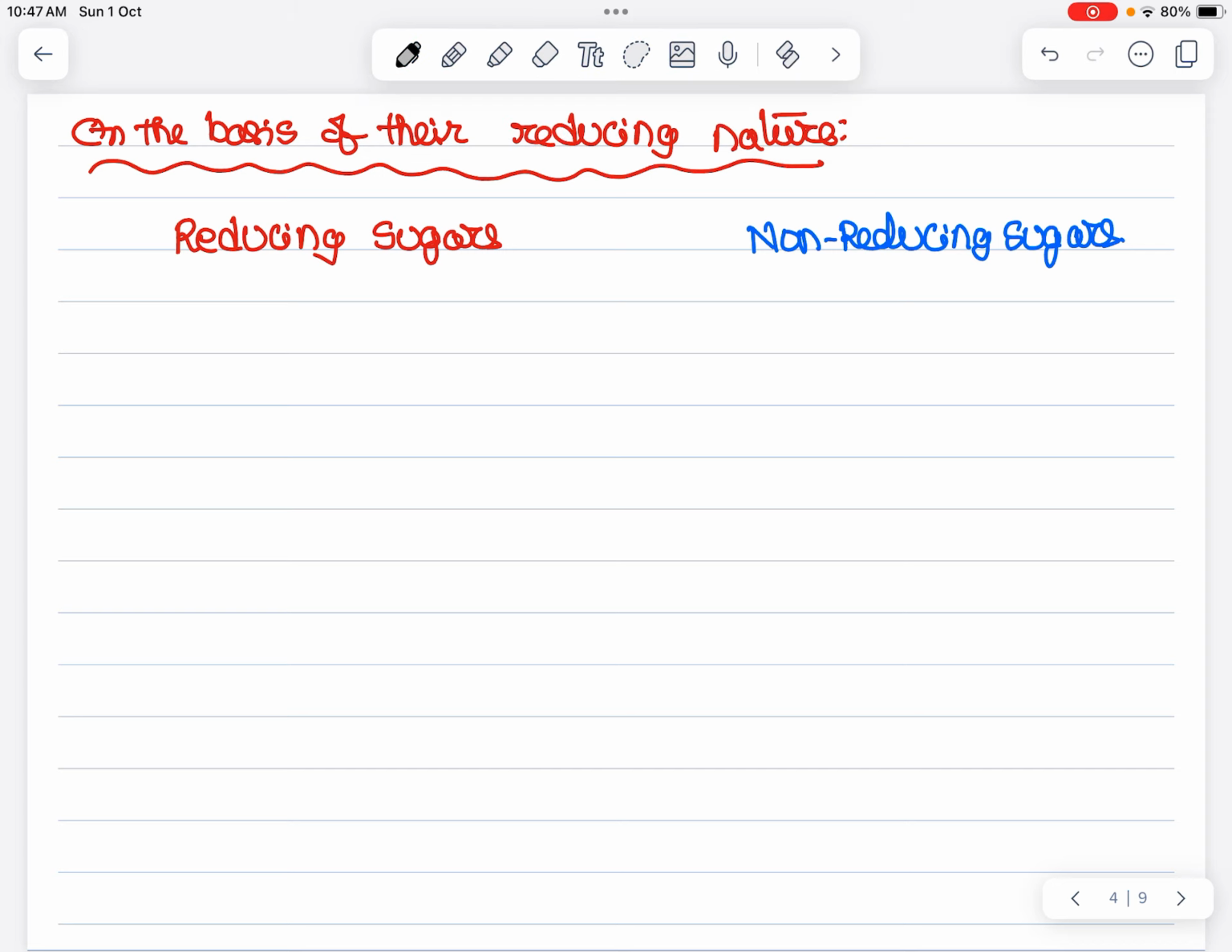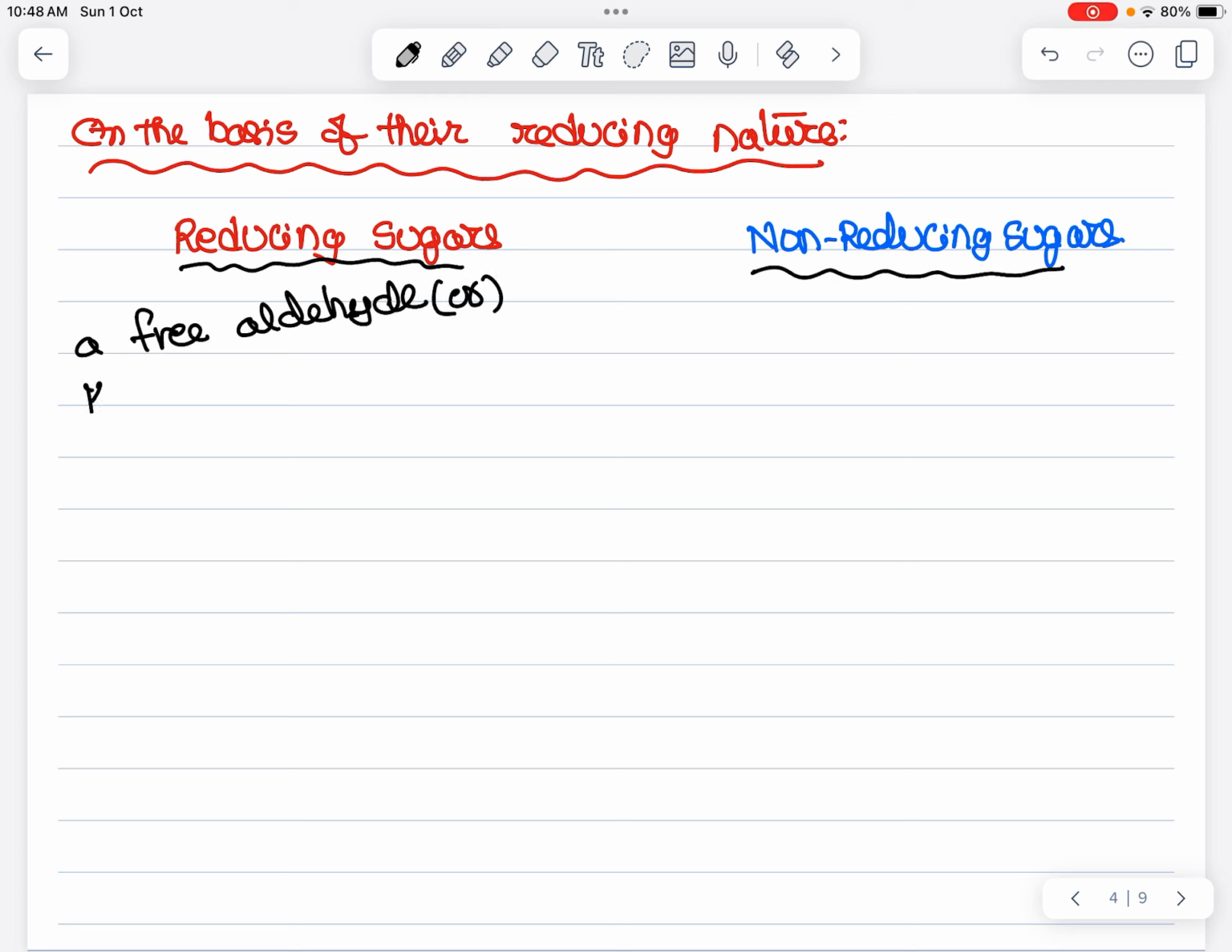A reducing sugar serves as a reducing agent due to its free aldehyde or ketone group in its molecular structure. So the must thing is it contains a free aldehyde or ketone group in its structure. And also it reduces Fehling solution and Tollens solution.